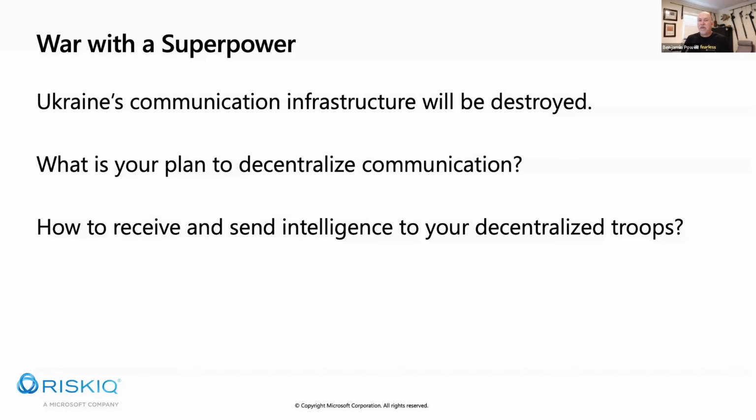So you need to come up with a way that if your infrastructure was destroyed, your telephones, your internet, your television have been knocked out, how are you going to communicate? You're going to have some sort of decentralized way to communicate. And you're going to need some way to send and receive intelligence to the outside world and receive it from the outside world and to your troops in a way that the people that you're at war against can't find where you are.